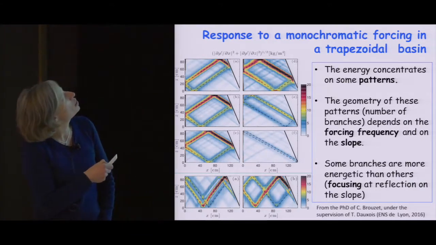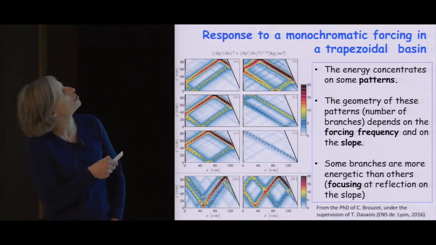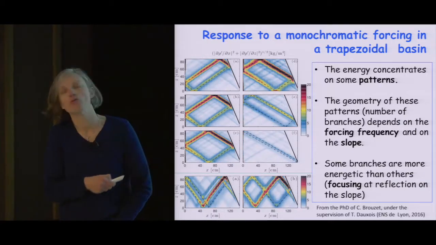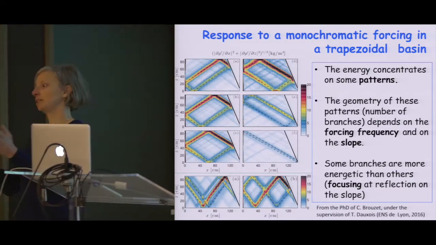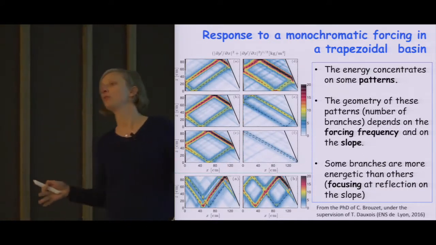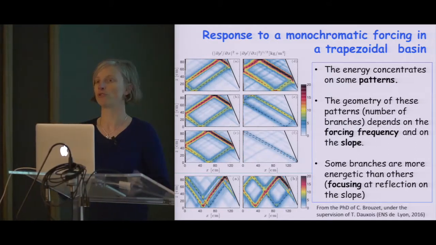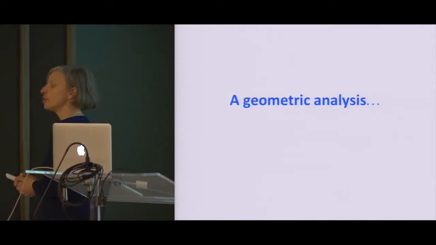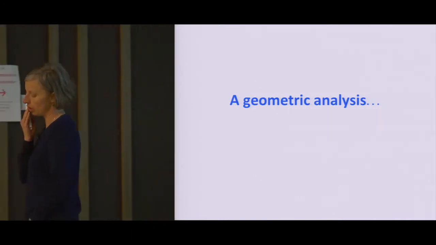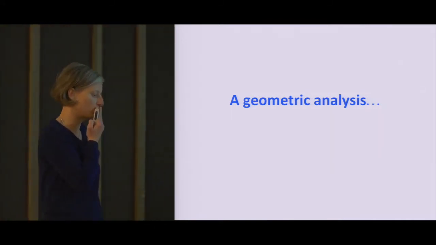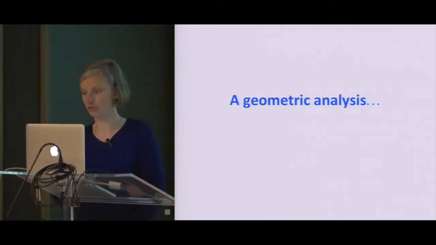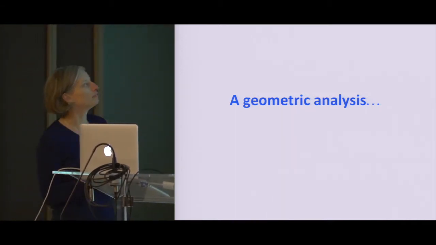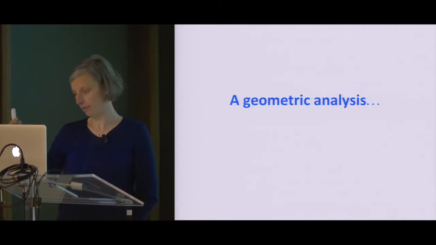And the last thing that maybe we should remark here is that the concentration of energy is not equal on all branches of the pattern, okay? So these are the observations, okay? And now the question is: is it possible to find an explanation for this? Okay, so this is the question. The first answer to this question was given by a physicist, maybe not a long time ago, but maybe something like 10 or 15 years ago. And it was given just using what is called geometric analysis or ray tracing.